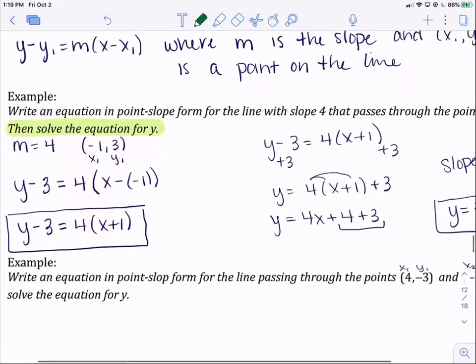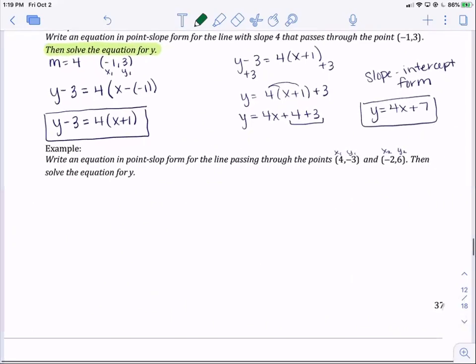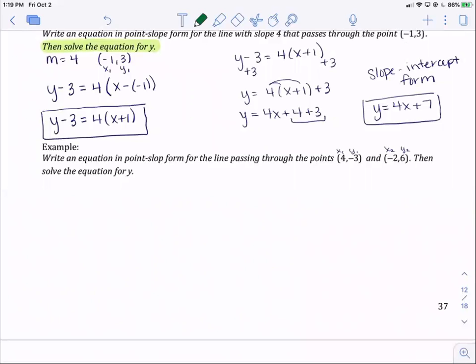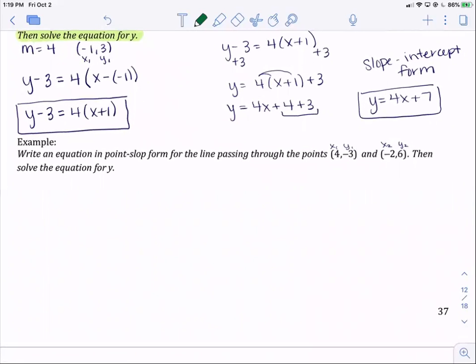Okay, and we talked about point slope form. So write an equation in point slope form of the line passing through the points (4, -3) and (-2, 6). Then solve the equation for y. So what do we have to do first? Find the slope. So m equals.